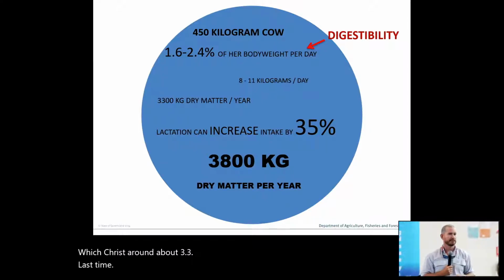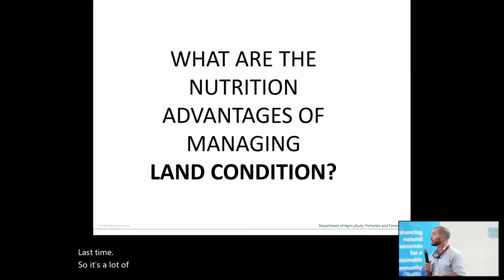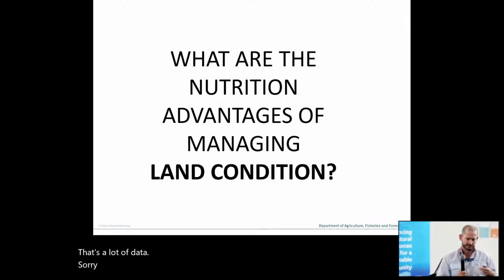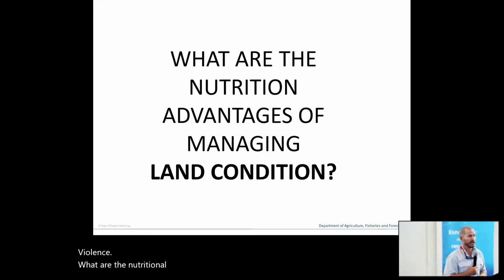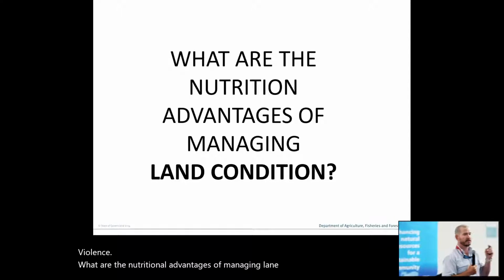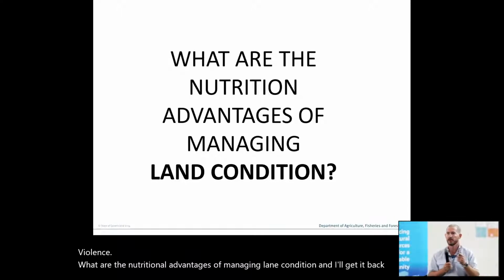So it's a lot of feed, and that's why we run out quick if we're not managing it properly. So, knowing that we have this paddock, knowing that we have these bovines, they interact together in a positive or negative manner. What are the nutritional advantages of managing land condition? And I'll go back to that comparison of those two paddocks that I talked about right at the beginning, that were the B and C condition paddocks.